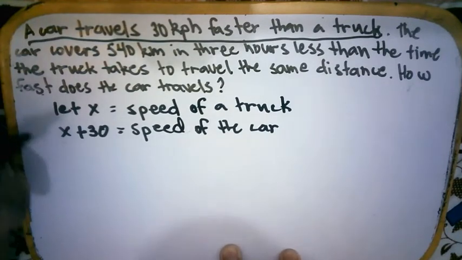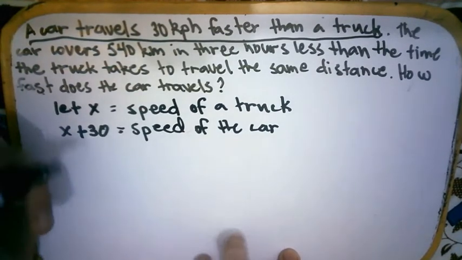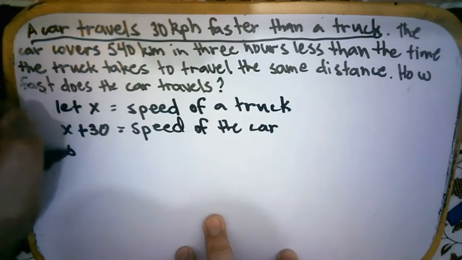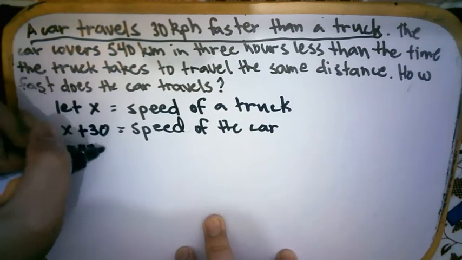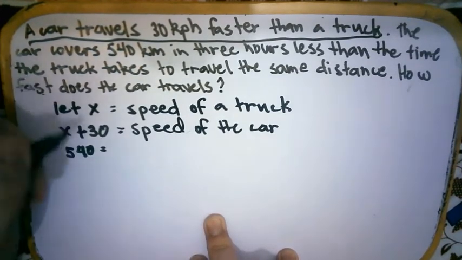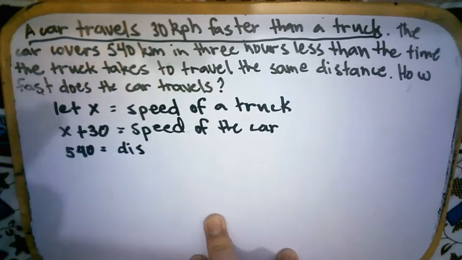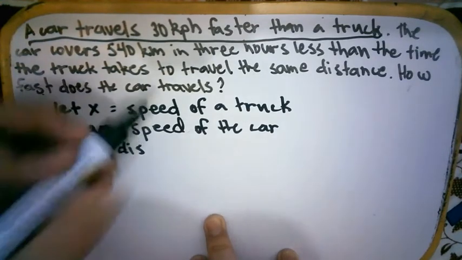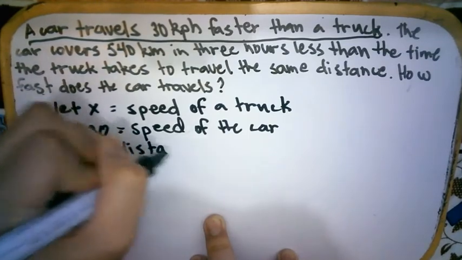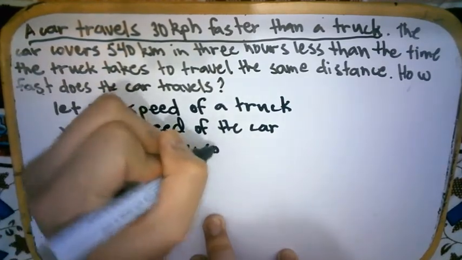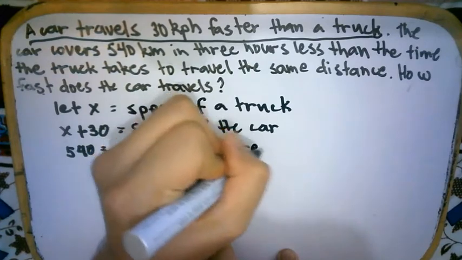So, we also have 540 kilometers. So, ito naman yung distance na na-cover. Pareho yan. Kasi, according to our problem, pareho lang naman yung na-cover na distance ng car at saka ng truck. So, distance covered.